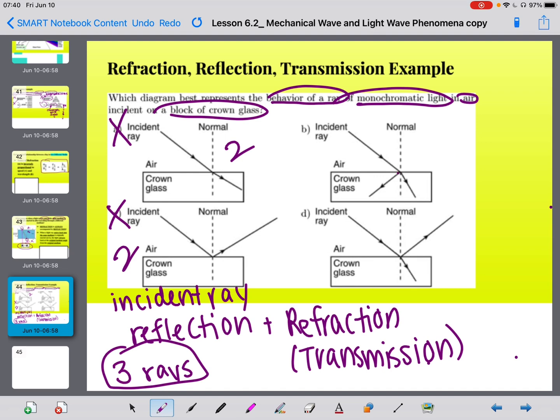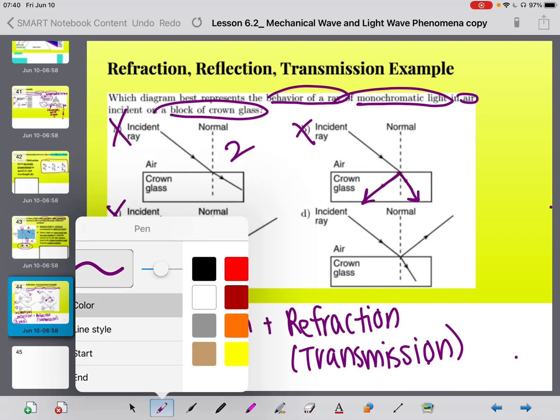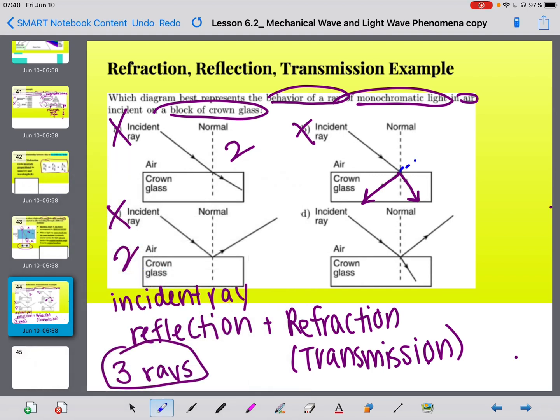So they're saying that it gets reflected in the material and gets refracted in the material. And reflection goes like this. It goes off of the material. Okay, so it bounces off that boundary point where glass and air meet right here. So this ray is incorrect. So therefore choice D is correct.